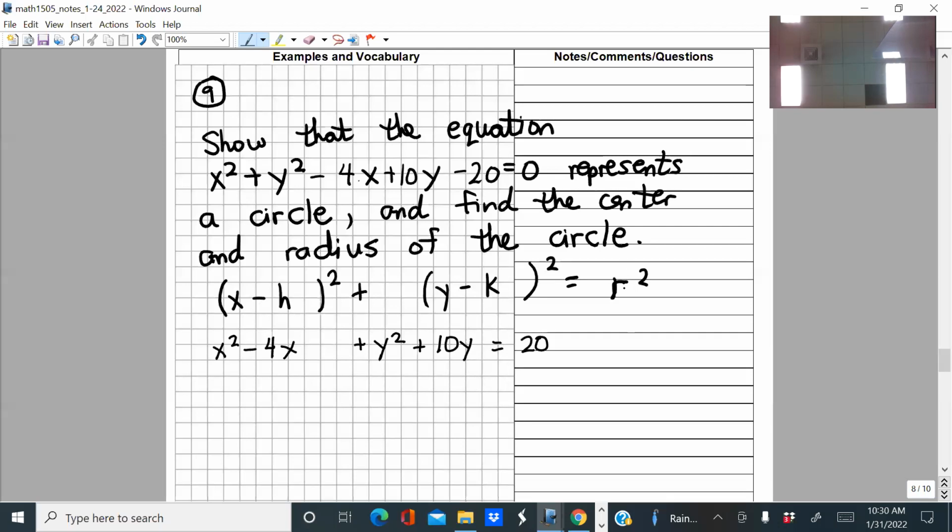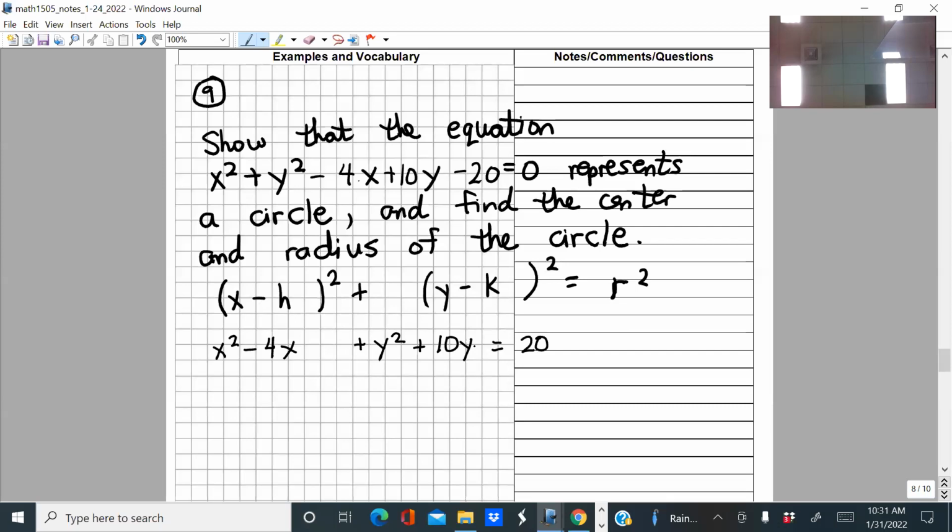Because remember, in standard form, you want a constant. This r is a constant, x and y are the variables. Here, r is a constant. So you want a constant on the right-hand side, ultimately anyway. So let's take that minus 20 and move it over to the right-hand side.